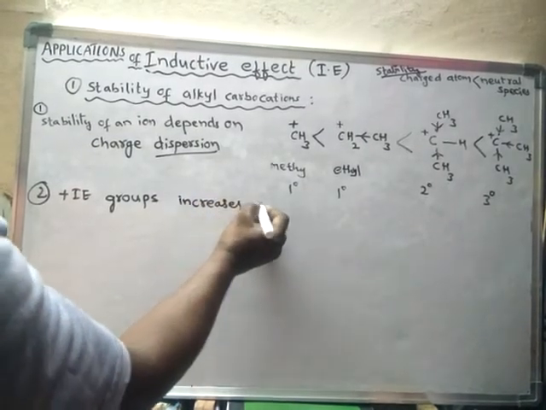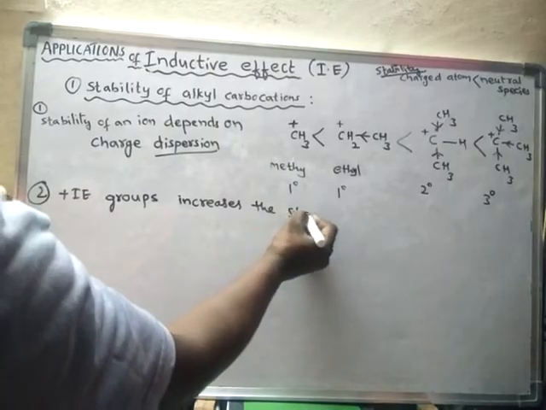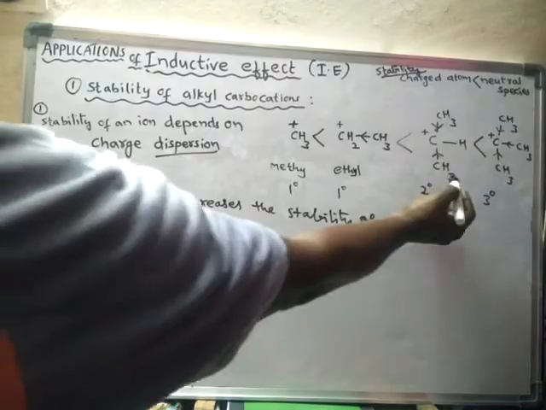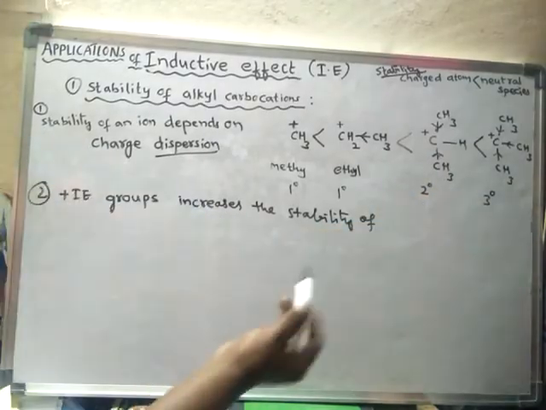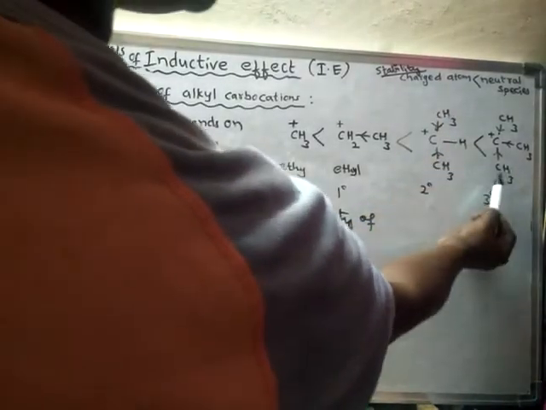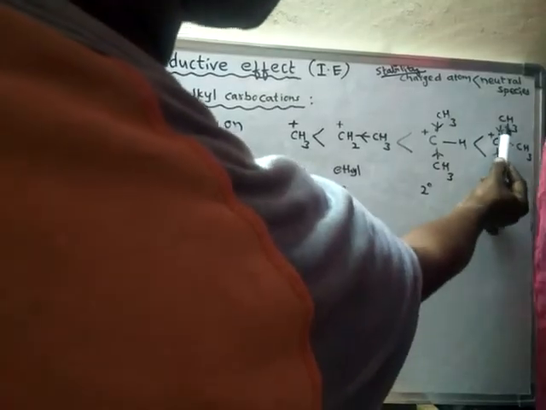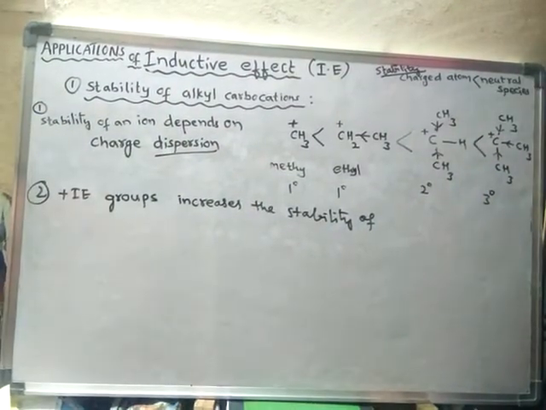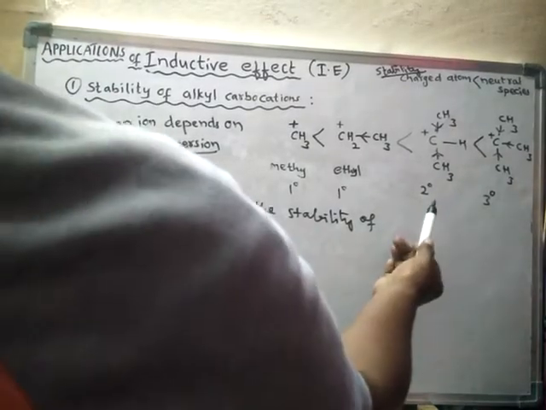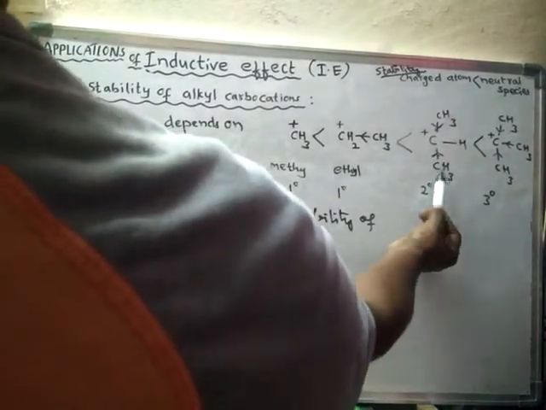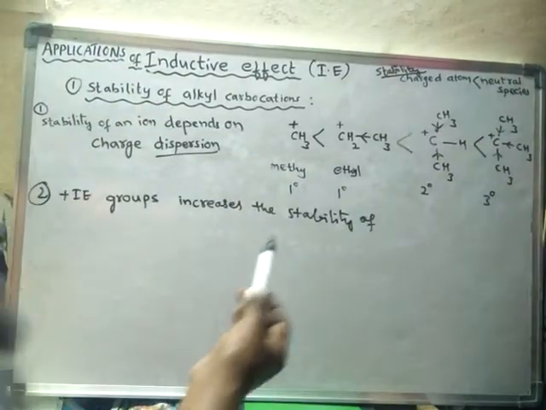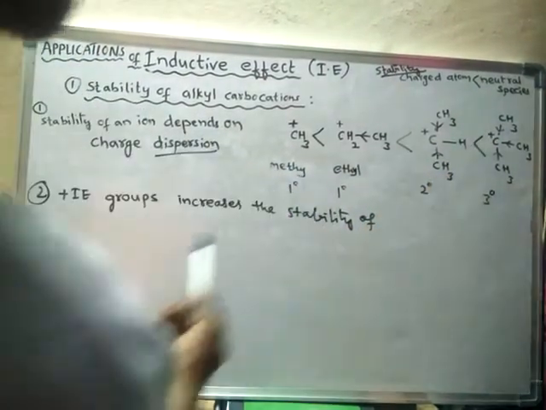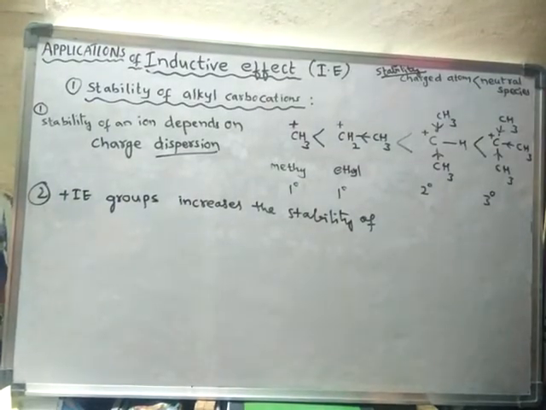They generally increase the stability of carbocation. So this is what? A plus IE group. This is also a plus IE group. So this carbocation is connected to three plus IE groups. So if the number of attached plus IE groups increases, then what happens? The stability of the carbocation will increase.